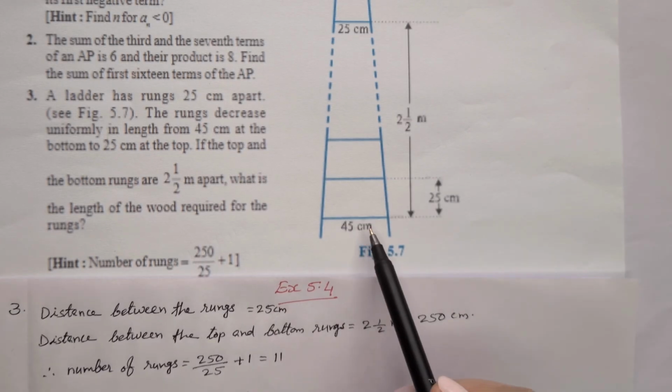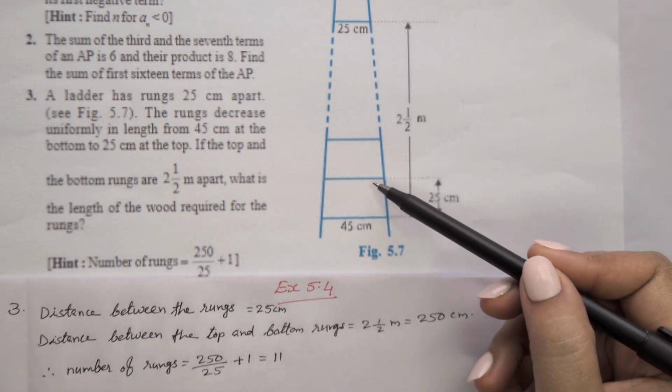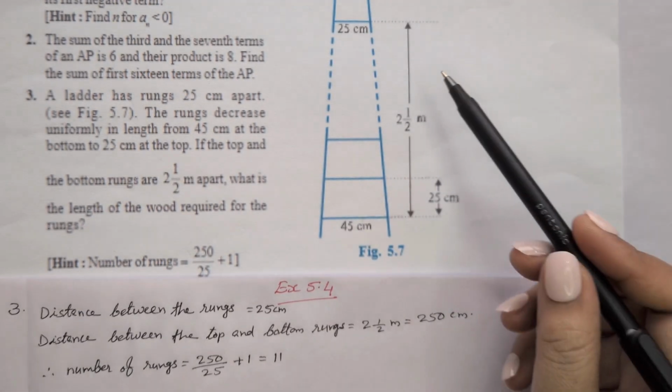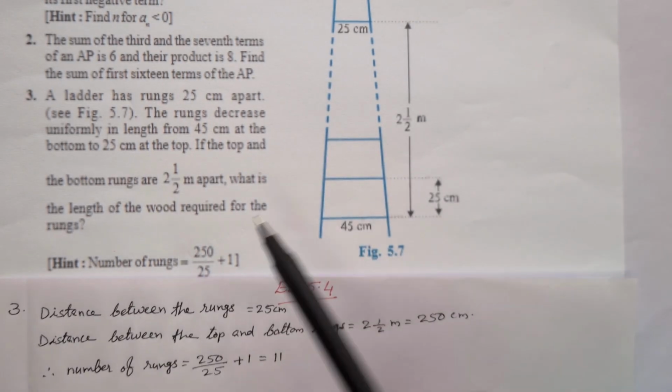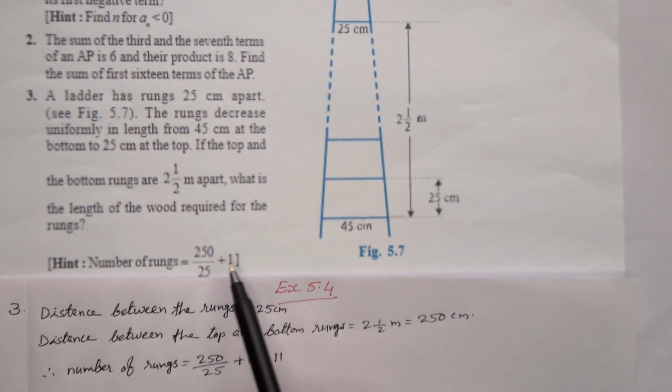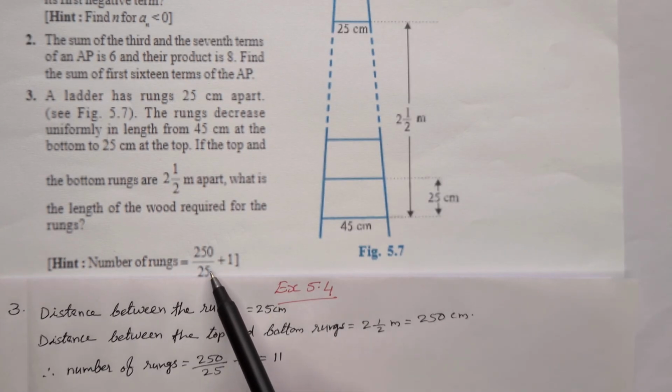Here we can see it is uniformly decreasing. 45 centimeter, then less than 25, and at the top it is 25 centimeter. Total height is given as 2.5 meter. So we can find the number of rungs, that is equal to total height 2.5 meter, which means 250 centimeter, divided by the distance between the rungs, that is 25, plus 1. 11 rungs are there, that is given as a hint.